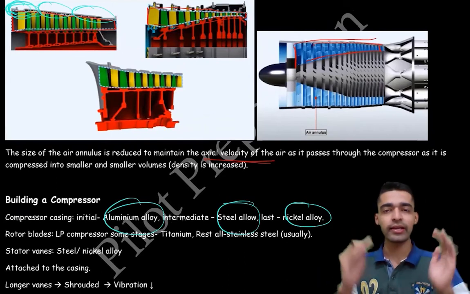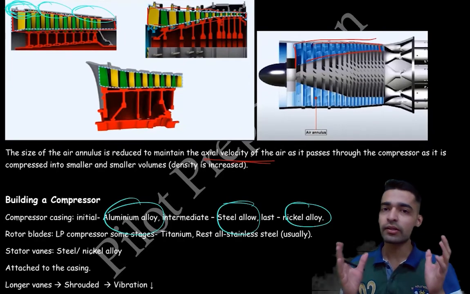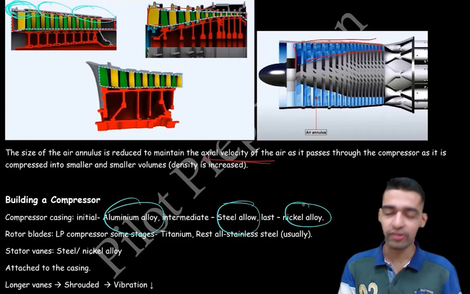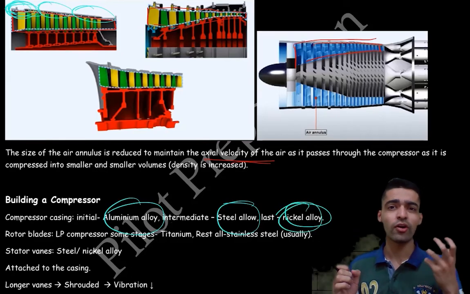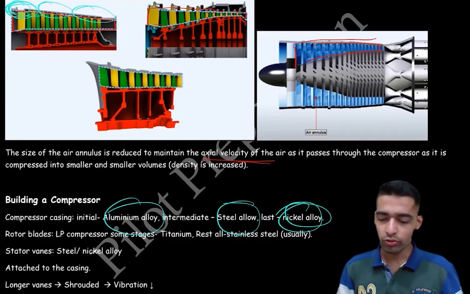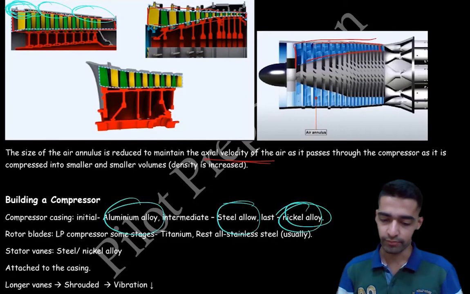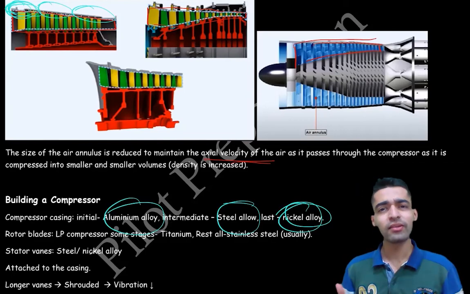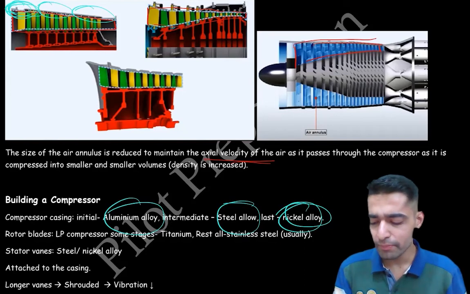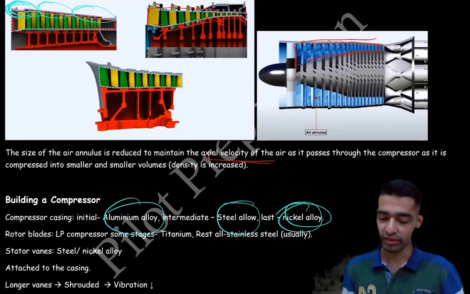That is the reason we are taking different metals to make the compressor casing, because nickel alloy can withstand a lot of heat, and it can withstand a lot of air pressure as well. So to withstand that kind of air pressure, we want a good, strong casing. Got it? Now you may ask why we don't make the full casing of nickel alloy. Because nickel is highly costly. We want to save and cut down the cost as well.